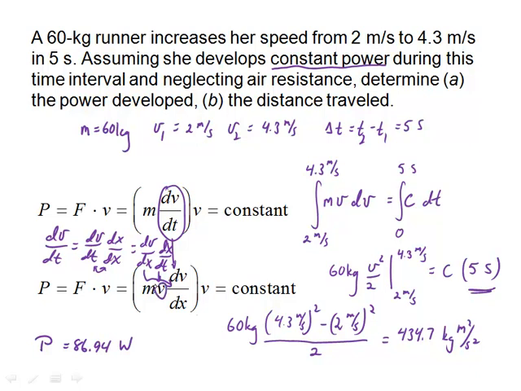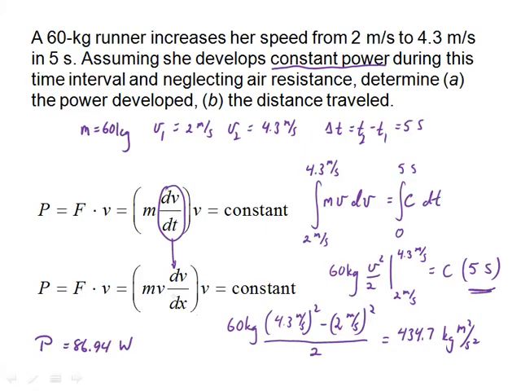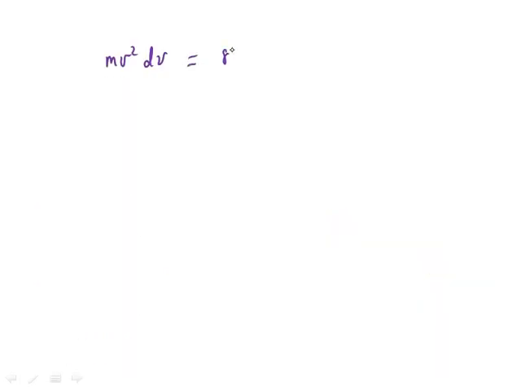I'm going to get a v here and a v here, so that's v squared. So I'm going to get m v squared dv. m v squared dv, that's the left side of my integral. The right side, I'm going to bring the dx over here. That's the constant, but I know what that is. That's 86.94 watts. So 86.94 watts dx. And I integrate both sides from 2 meters per second to 4.3 meters per second.